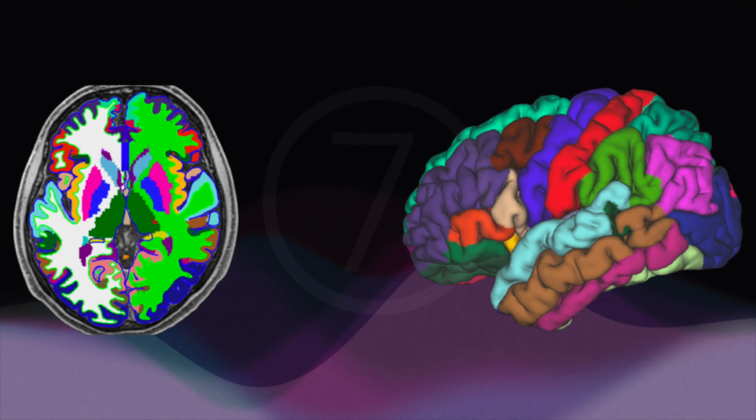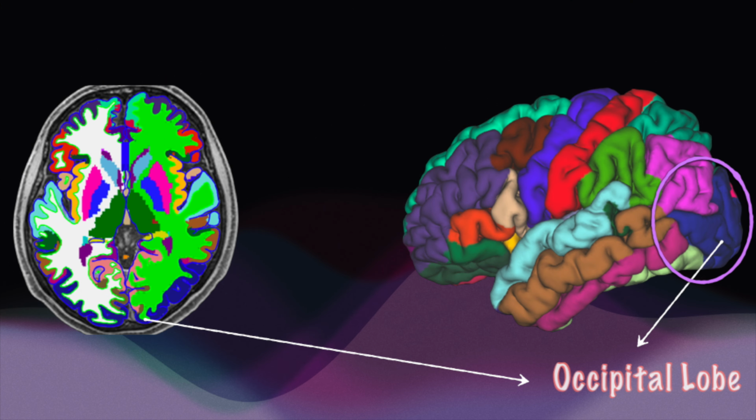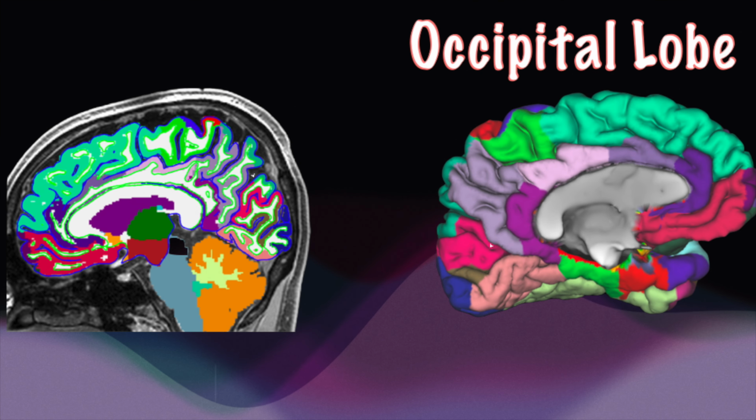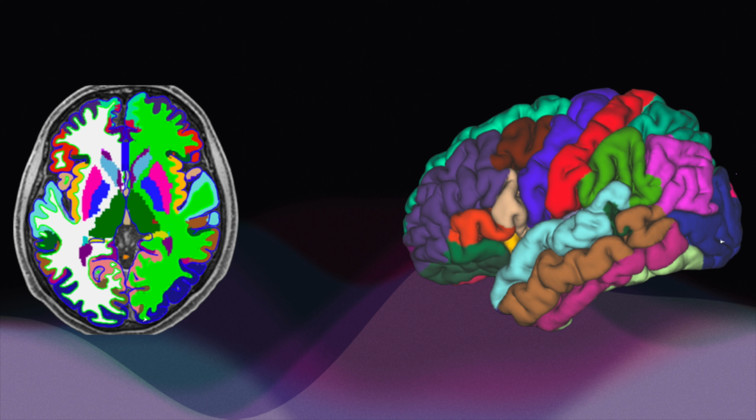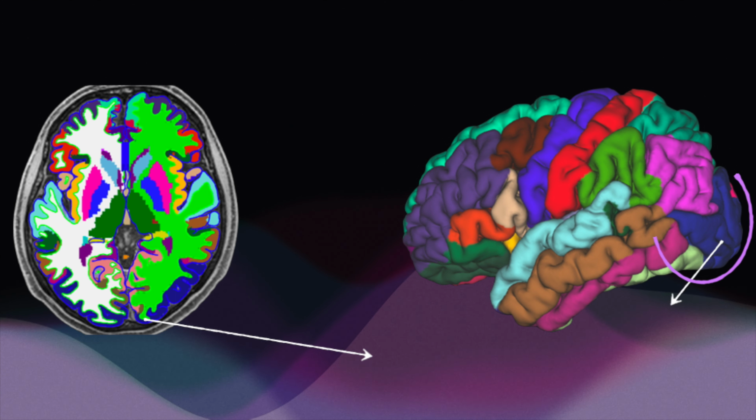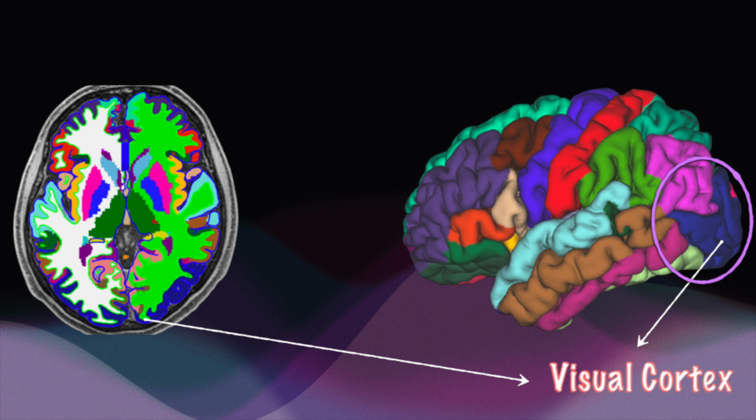At the back end of the brain, we have the occipital lobe, which is separated from the parietal lobe by the parieto-occipital sulcus, which is mainly seen on the medial side. Functionally, the occipital lobe is involved in processing visual information. Here we have the primary visual cortex at the occipital pole, and surrounding it are the secondary visual areas.